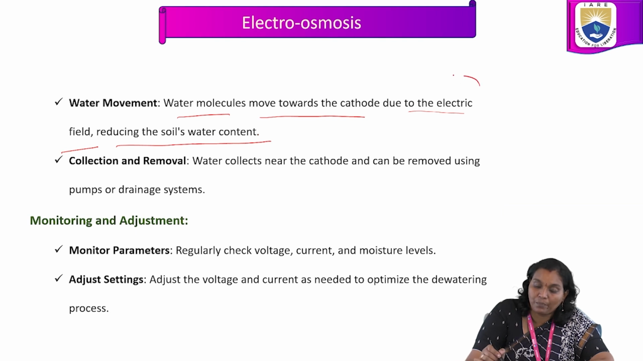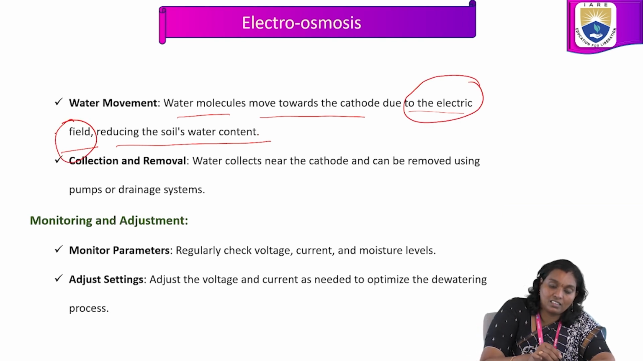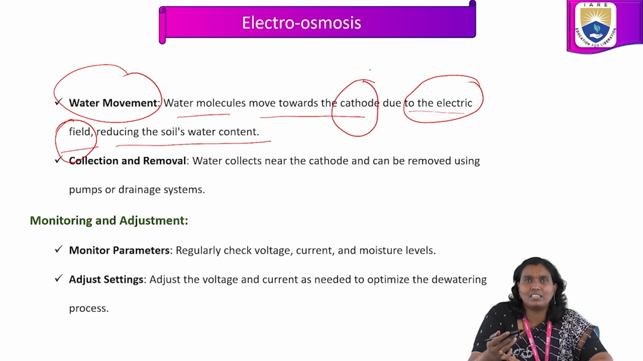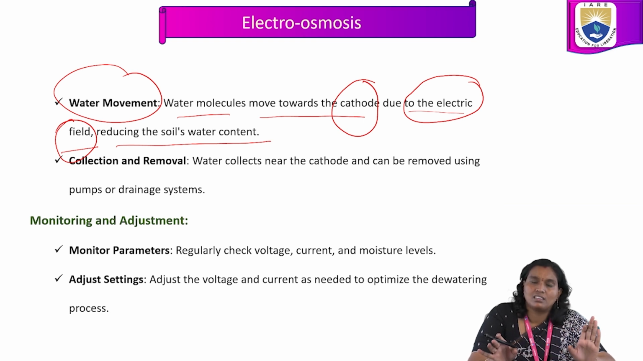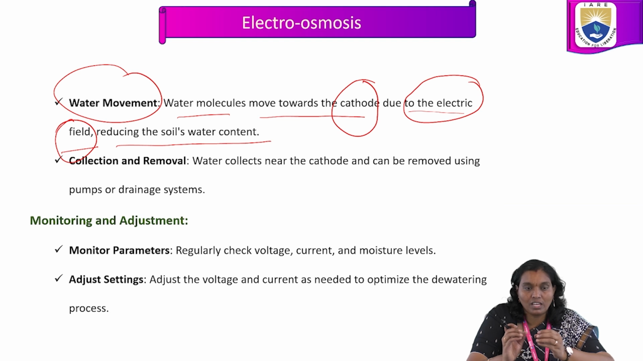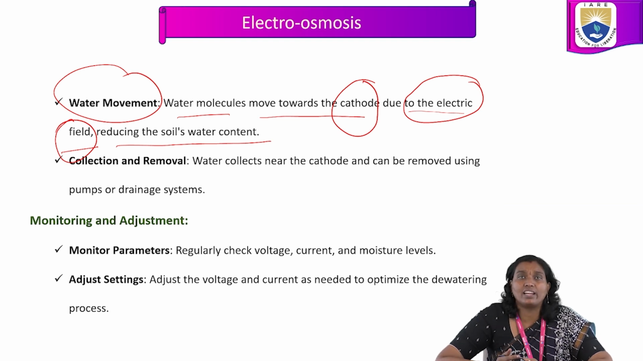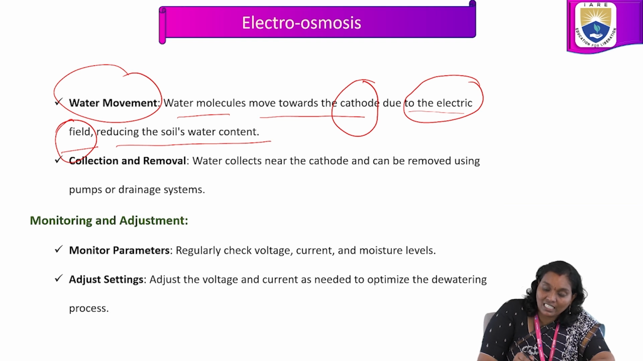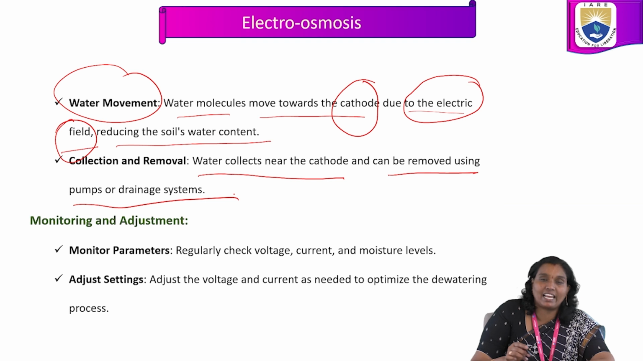So because of the electric field, the water moves towards the cathode, and the soil moisture content is going to be reduced, that is, the percentage of water in the soil is going to reduce because of this effect. The next one in the process is collection and removal. Water collects near the cathode and can be removed using pumps or a drainage system.